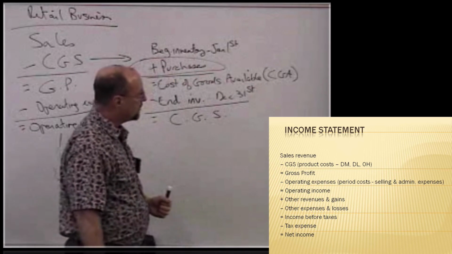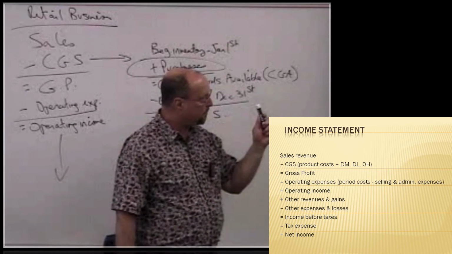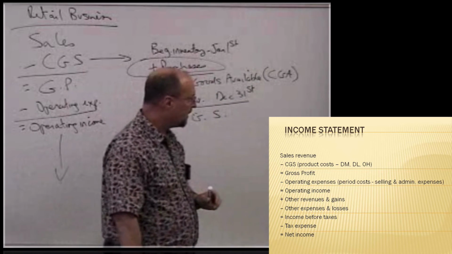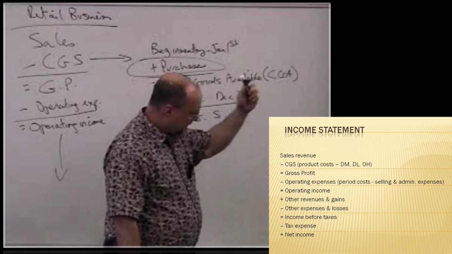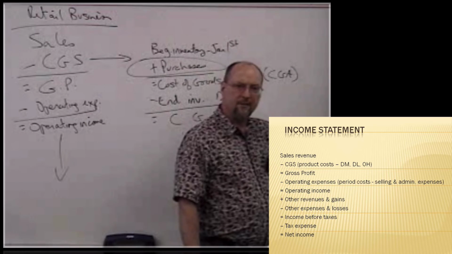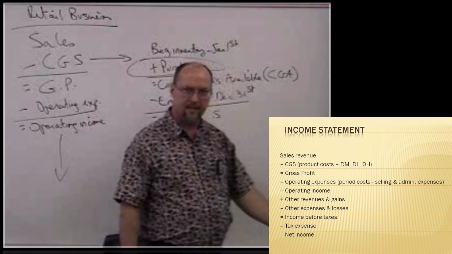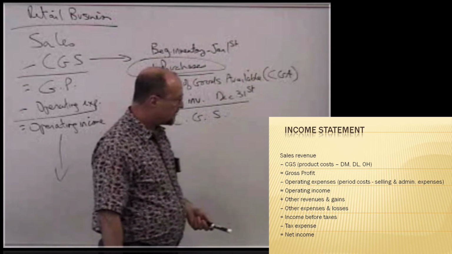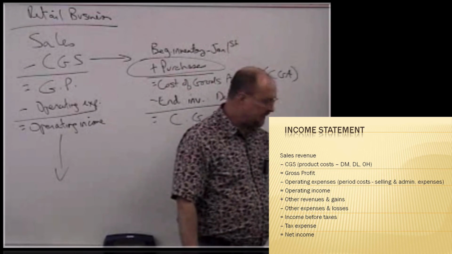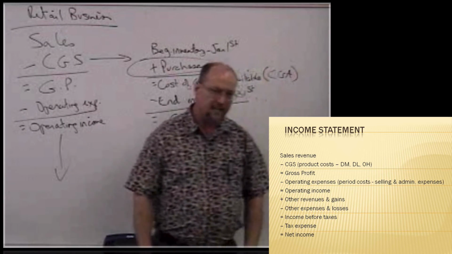Sales minus cost of goods sold equals gross profit. Gross profit minus our operating expenses, which we refer to as period costs, to draw a distinction between product costs and period costs, equals operating income. Then you may recall from financial accounting, we had other types of revenues and gains, things like interest revenue, rent revenue, gain on sale of equipment, other expenses and losses, interest expense, loss on sale of equipment. Gives us income before tax. Multiply income before tax times your tax rate, say 30%, that gives you your tax expense. Income before tax minus tax expense gives you net income, okay?